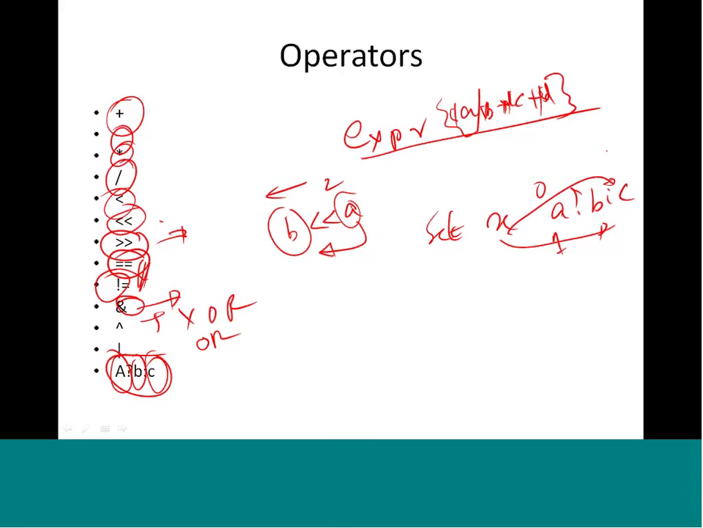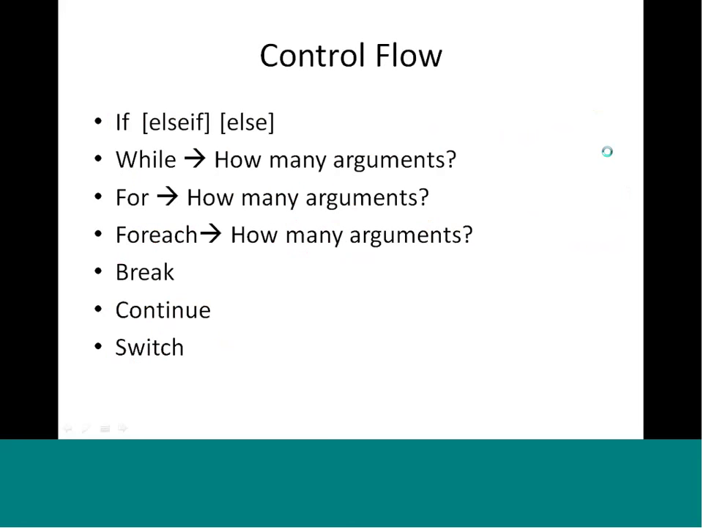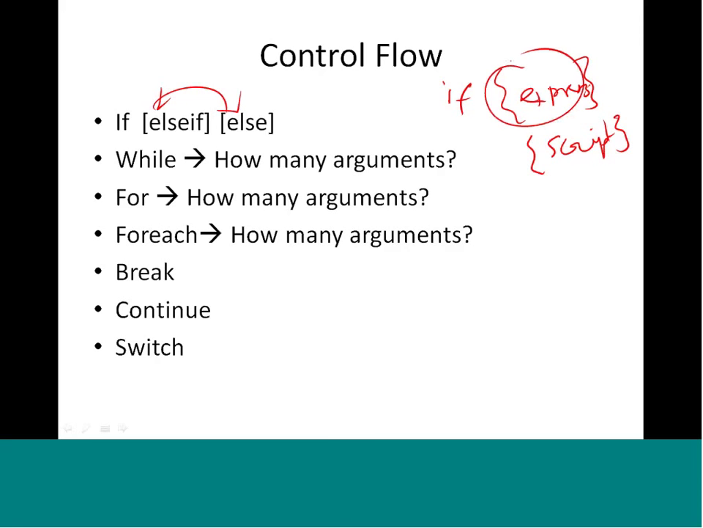So let's see what the control flow structures are in Synopsys Tcl. Number one is the if, else if, else. Here you don't have to have all of these, it can just be if. So if has two arguments, one is the expression and then the second argument is the script. And you can see that I am putting them in braces so that they are grouped as one and two.